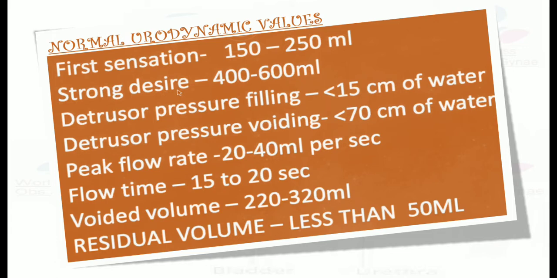First sensation is felt at the volume of 150 to 250 ml, strong desire at 400 to 600 ml, detrusor pressure at less than 15 centimeter of water, detrusor pressure voiding is less than 70 centimeter of water, peak flow rate 20 to 40 ml per second, flow time 15 to 20 seconds, voided volume 220 to 320 ml, residual volume less than 50 ml.